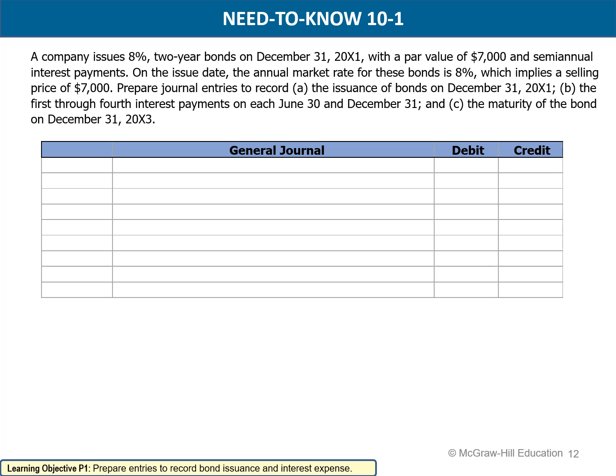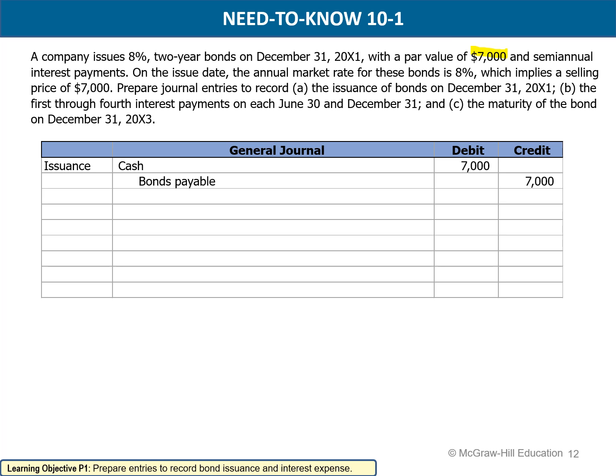All right, so let's look at a couple examples here. A company issues an 8% 2-year bond on December 31st, X1, par value of $7,000, and semi-annual interest payments. On the issue date, the annual market rate for the bonds is 8%, which implies a selling price of $7,000. Prepare the journal entries to record the issuance, the first through the fourth interest payments on June 30th and December 31st, and the maturity of the bond on December 31st, X3. When we go to issue the bond, we're going to debit cash and credit bonds payable for $7,000, the par value, right?